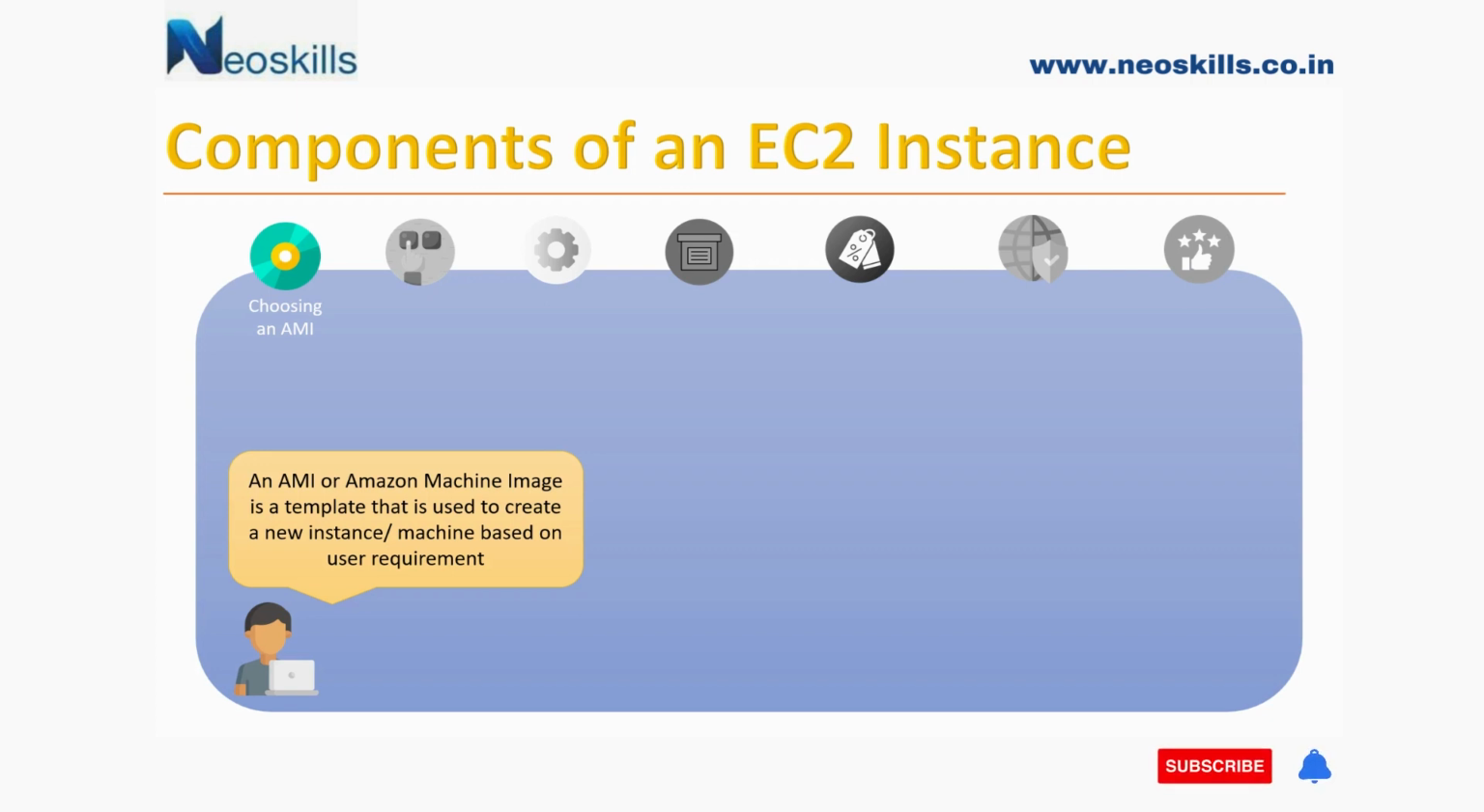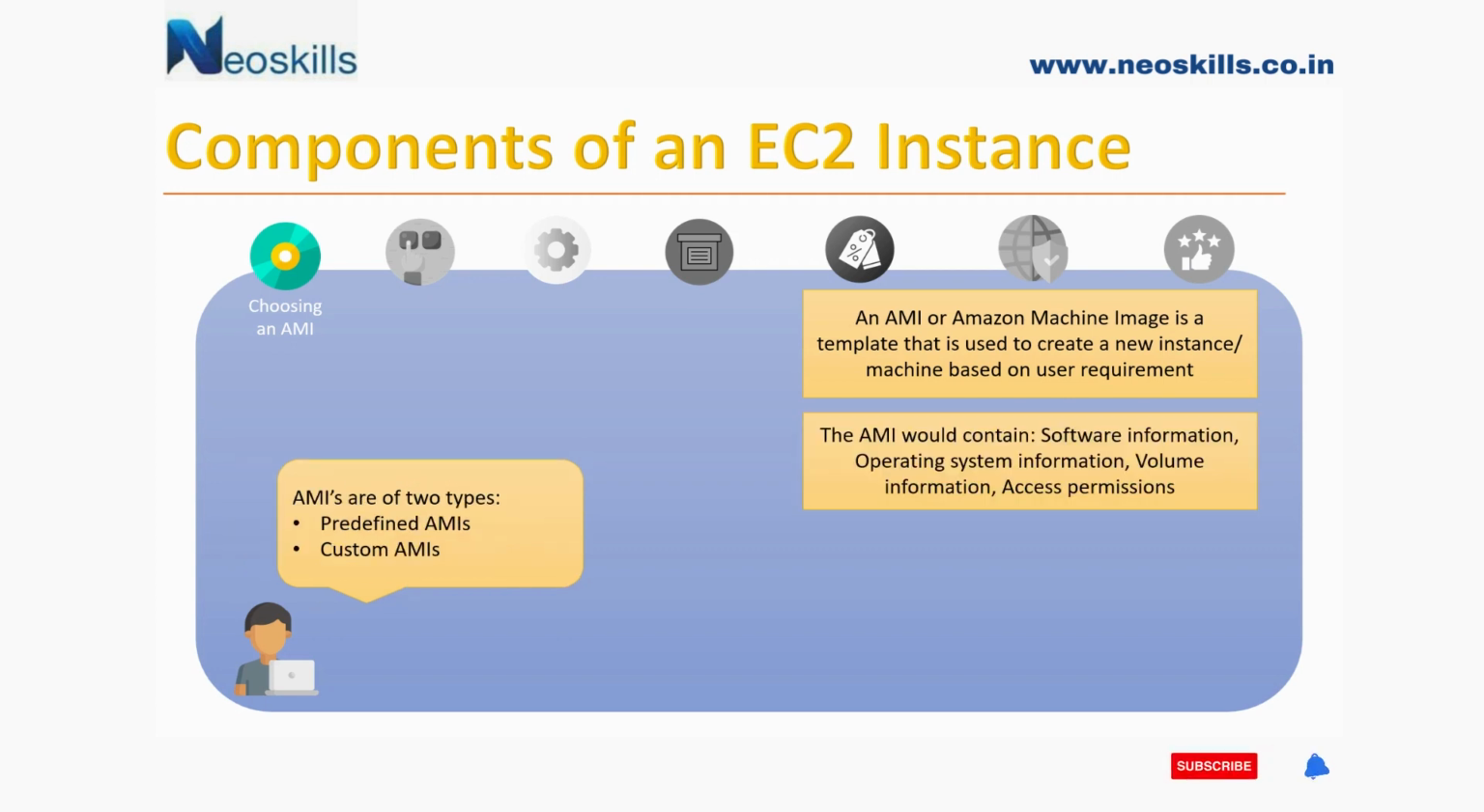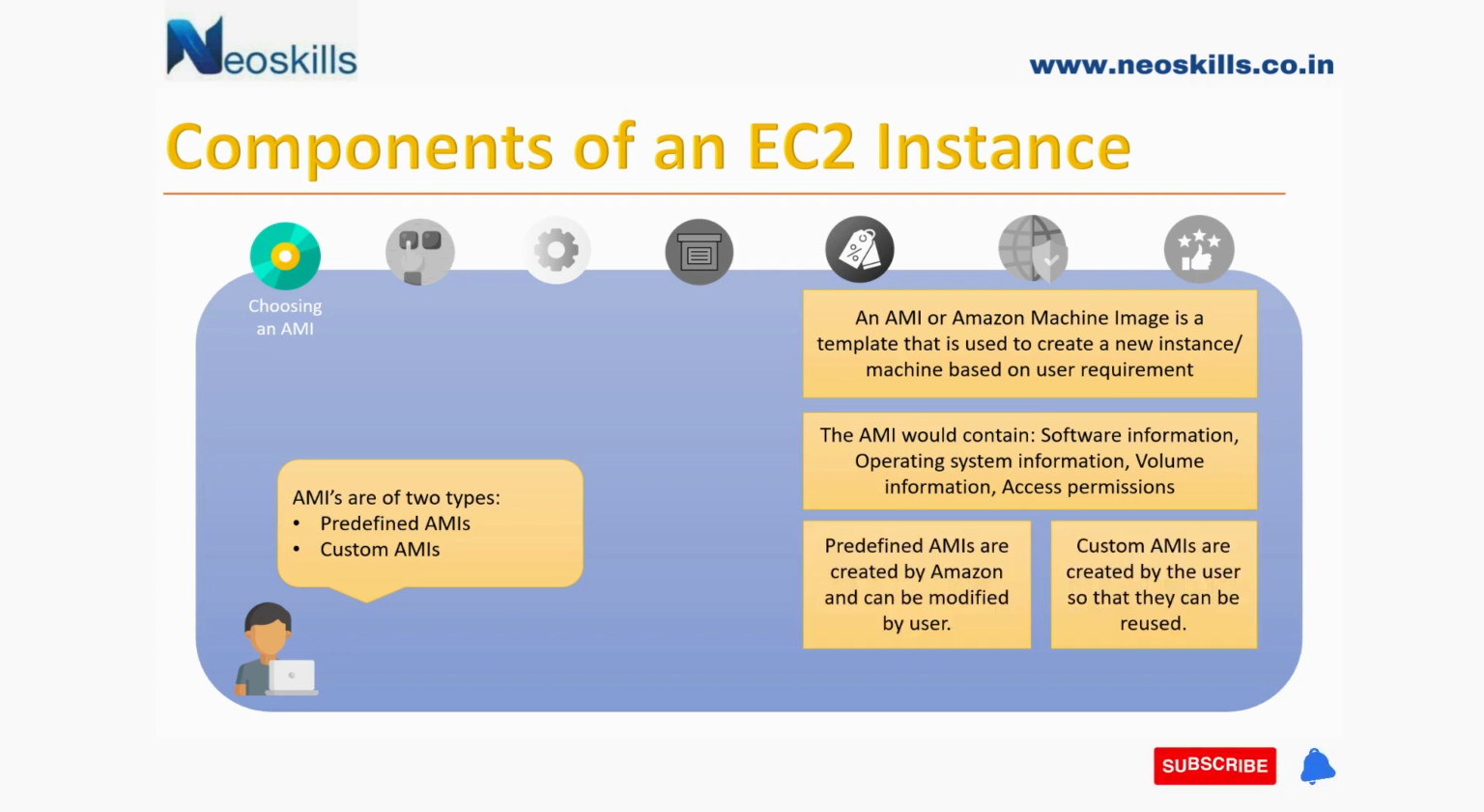The things that go into an AMI are the software, the operating system, and the additional applications that get installed in it, stuff like that. The AMI will also contain information about the operating system, information about access permissions, and information about volumes. They are all compacted in the AMI. Again, the AMIs are of two types. One is the predefined AMI, also called the Amazon-provided AMI. The other one would be the custom AMI, the AMI that we create.